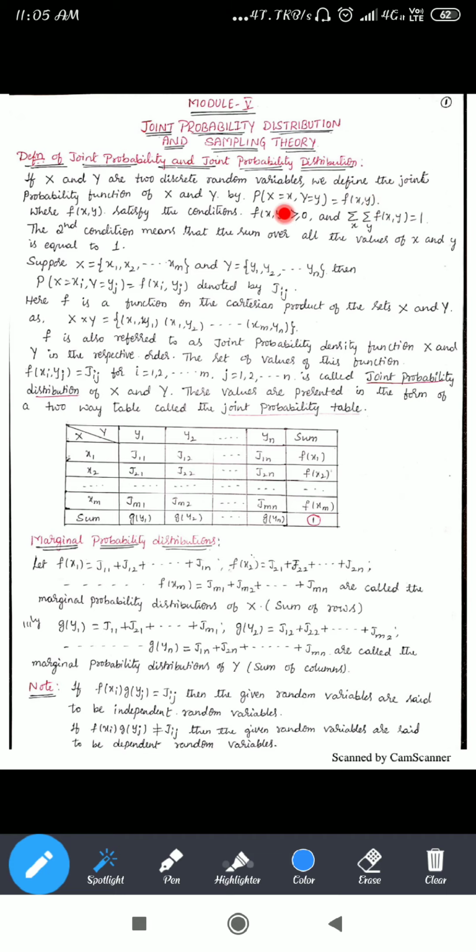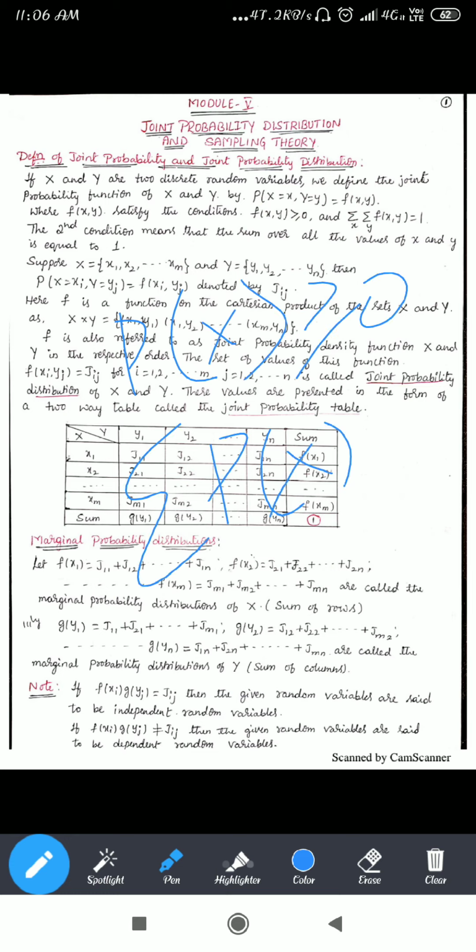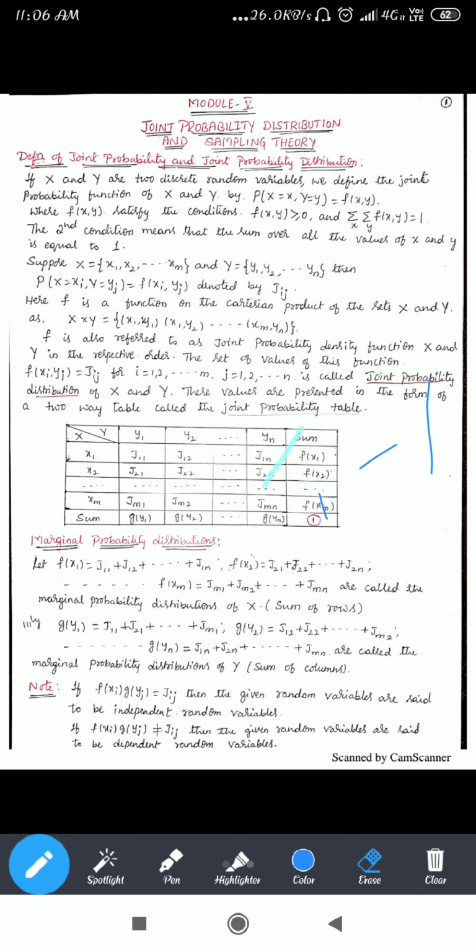So we have the condition. This is probability of xy, that is greater than or equal to 0. Always it should be greater than or equal to 0. We know probability function p of x always should be greater than 0, and in module 3, summation of p of xi should be equal to 1, unity. So the same condition, since we have two variables, they name it for two random variables, that is f of xy, and summation x summation y of f of x comma y equals 1. So this is the condition.